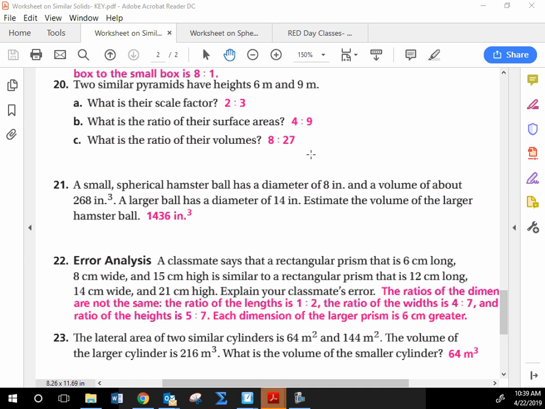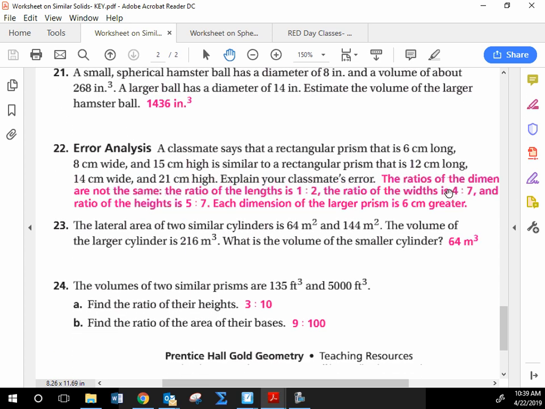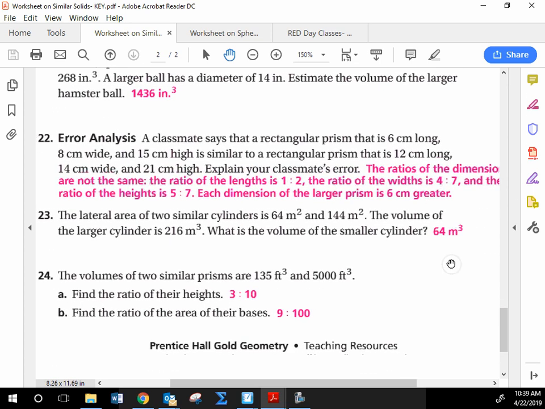Hi, John. Okay, do we have questions on, oh sorry, I didn't bring up 24. So 22 is error analysis. Why is the classmate wrong? You can't just say because he is. And because then he sucks.